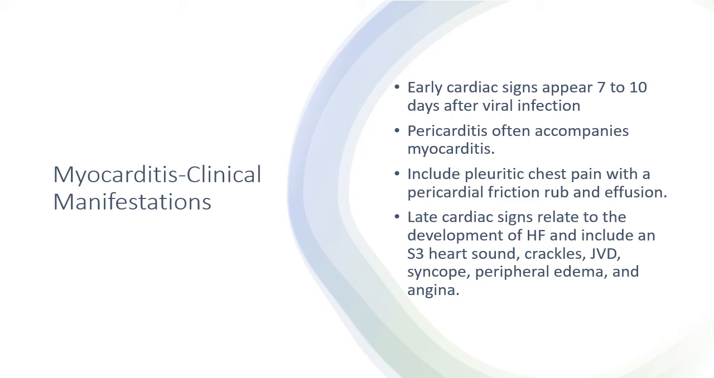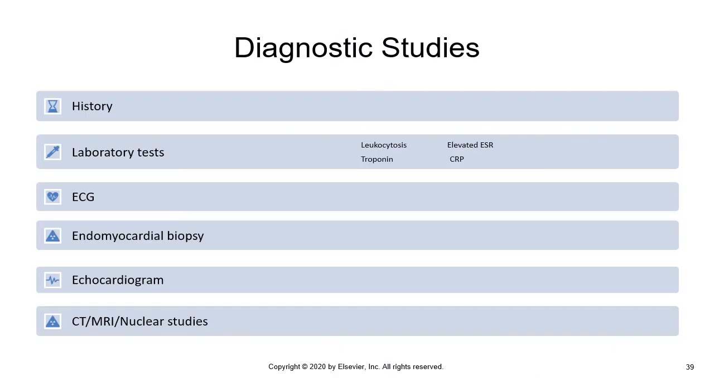Late cardiac signs relate to the development of heart failure and include an S3 heart sound, crackles, JVD, syncope, peripheral edema, and angina. The EKG changes with myocarditis are often nonspecific, but they reflect associated pericardial involvement, such as diffuse ST elevation. Labs may include mild to moderate leukocytosis and atypical lymphocytes, elevated viral titers, and increased ESR, CRP levels, and the levels of cardiac biomarkers such as troponin. The virus is generally present in the tissue and the pericardial fluid samples only during the first 8 to 10 days of the illness.